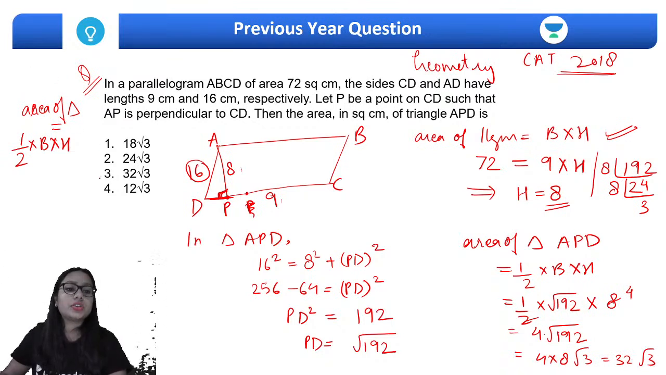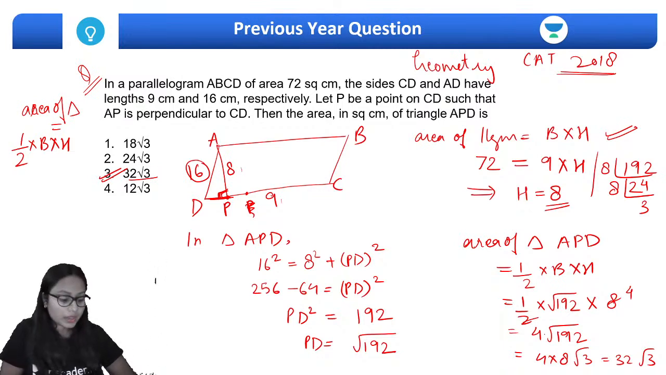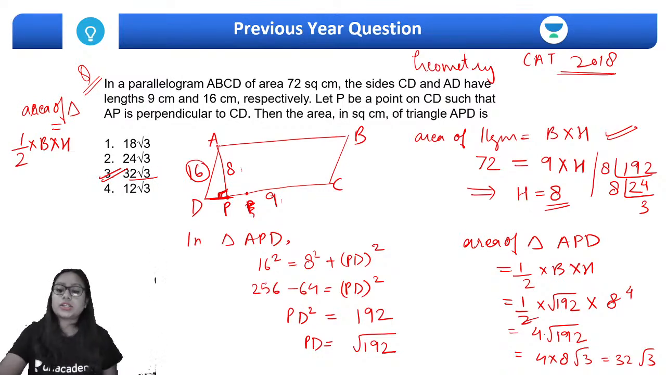So option 3 is the correct answer. 32 root 3 is the correct answer. Okay, I hope this question is clear to all. Let's move on to the next question now.